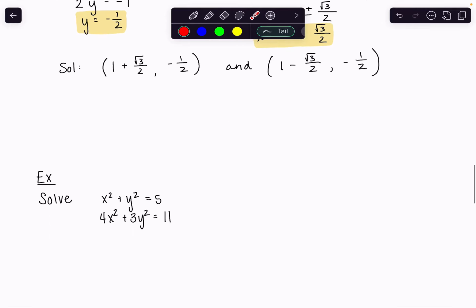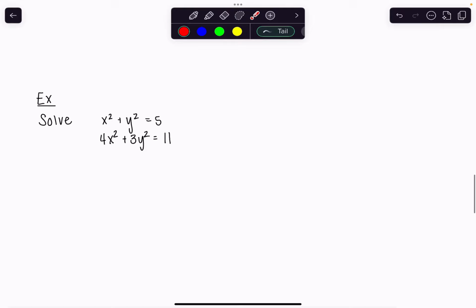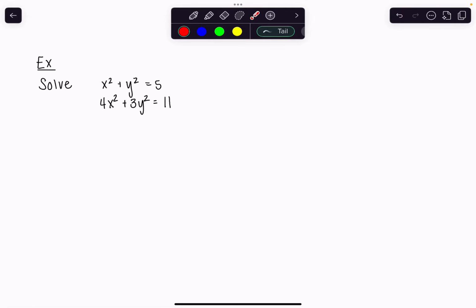For this next one, the first one is a circle because I've got x squared plus y squared equals 5. The second one we haven't talked about, but it's kind of similar to a circle. So that's actually going to be an ellipse, which just means it's going to be flattened out in a way. Okay, so I want to figure out where these two intersect each other.